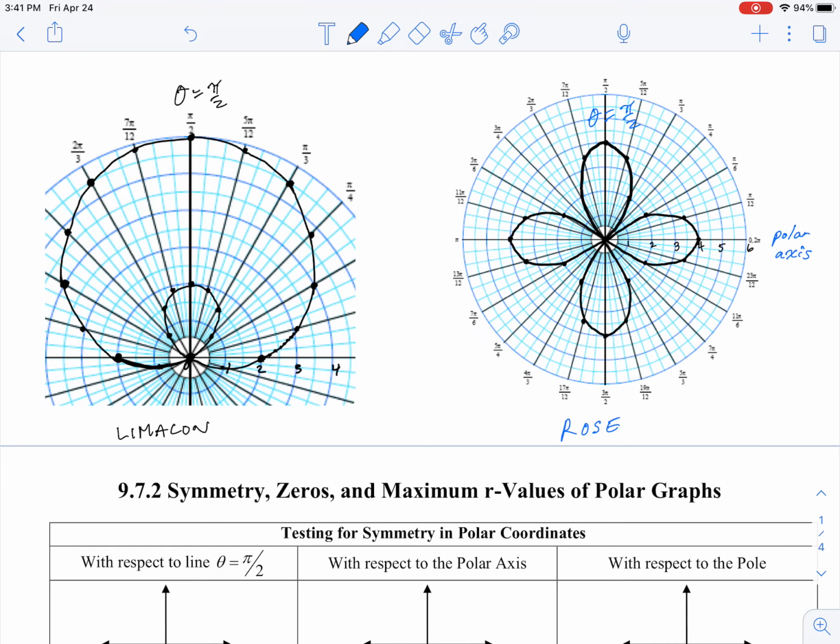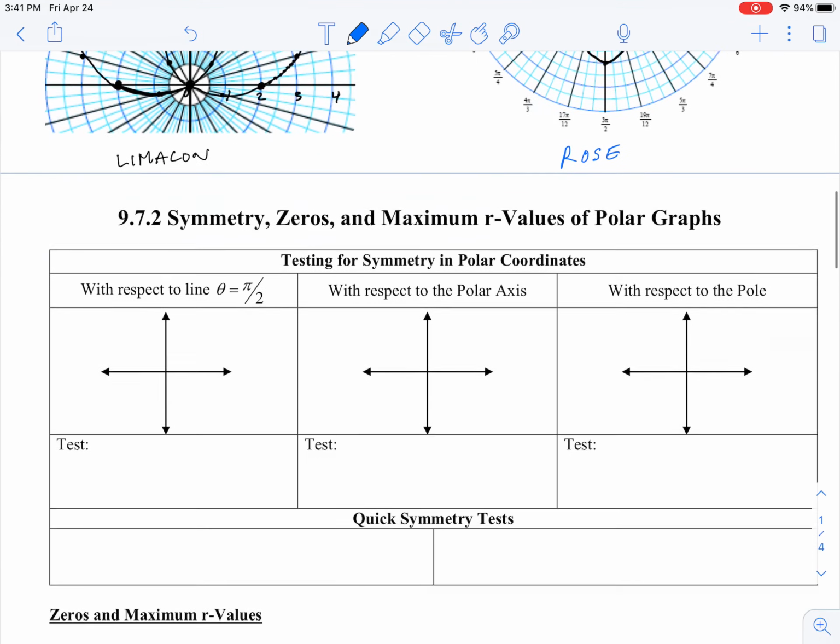And finally, it's also symmetric with respect to the pole. Again, the pole being the origin. So this is like being symmetric with respect to the origin. So it demonstrates three different types of symmetry there.